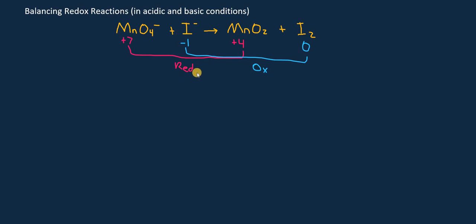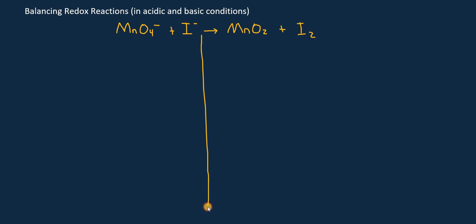But now let's actually get into balancing this in acidic conditions first. What I always like to do when I start balancing one of these reactions is split my paper down the middle. I just draw a straight line down the middle. And I balance each half reaction first, then I combine the two.